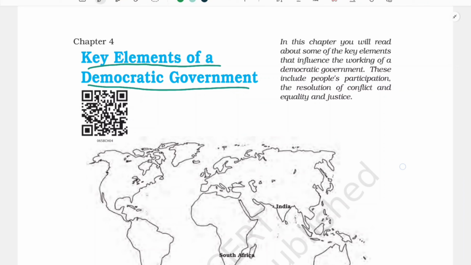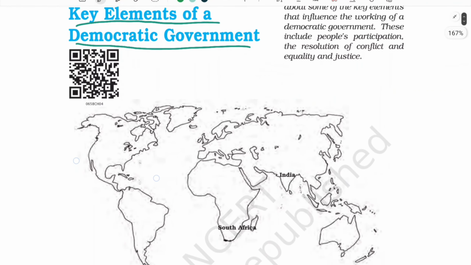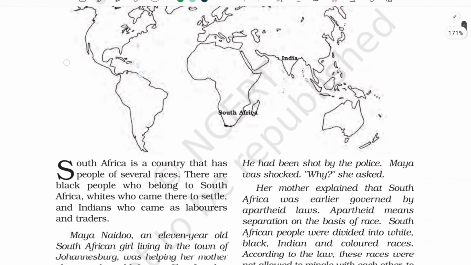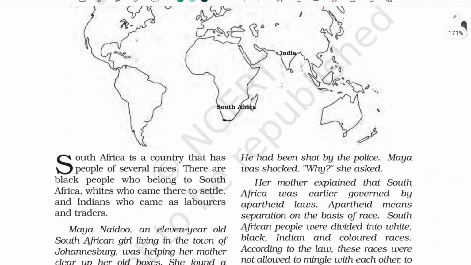Okay, so before starting that, about these participations of people in our democratic government, we are going to see about South Africa. South Africa is a country which recently got independence, only in the year 1994, after a prolonged struggle against discrimination on the basis of race, which we call apartheid. So here we are going to see about it first, and after that we are going to start about the participation of people.